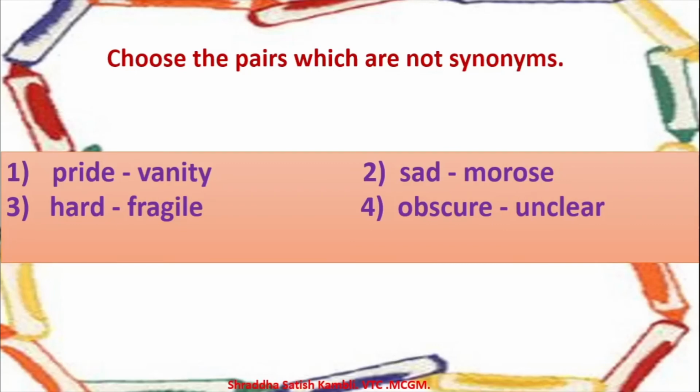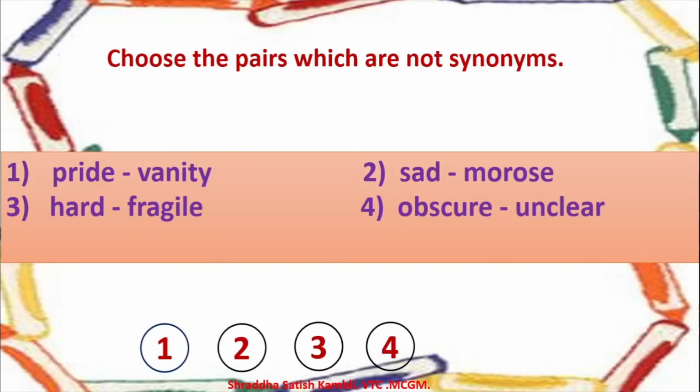So you have pride, vanity, sad, morose, hard, fragile, obscure, unclear. So come on, find out which could be the synonym of each other. So pride and vanity. Okay, pride person and vain person. Yes, they seem to be having the same meaning. Sad, morose, we just saw. Alright, what is the meaning of morose? So what about the other two? Which one of them could be the answer?